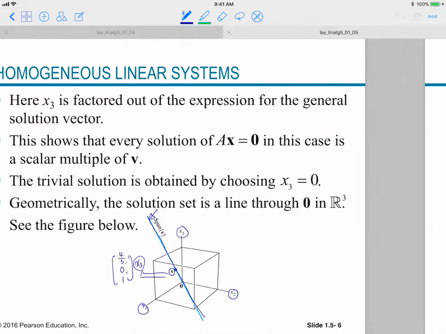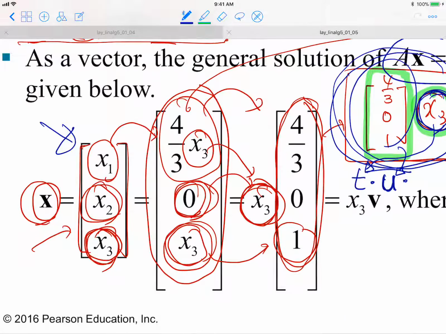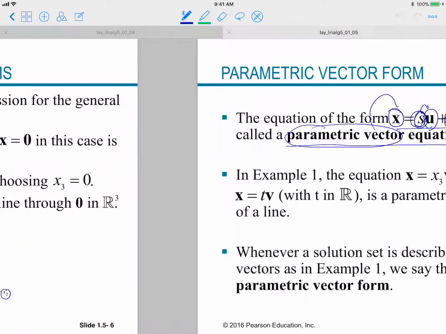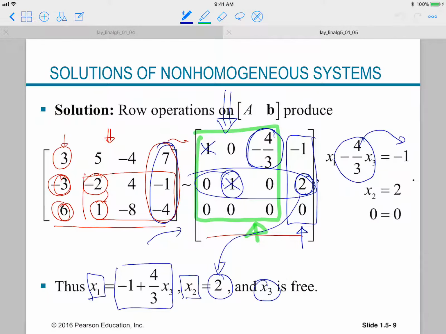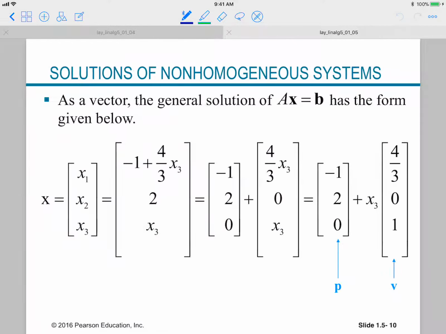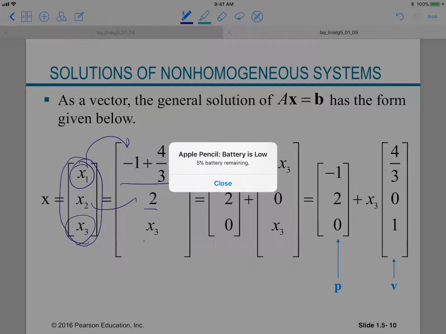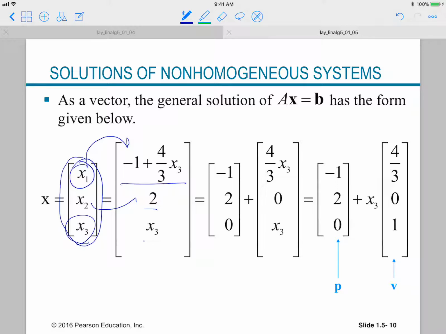So what I mean is that we want to form this kind of vector representation for our entire solution. Okay, so this is our final solution, but we will form this entire solution vector, and x1 will have this form, x2 will be 2, and x3 was our free variable, and thus we just write the free variable as it is.